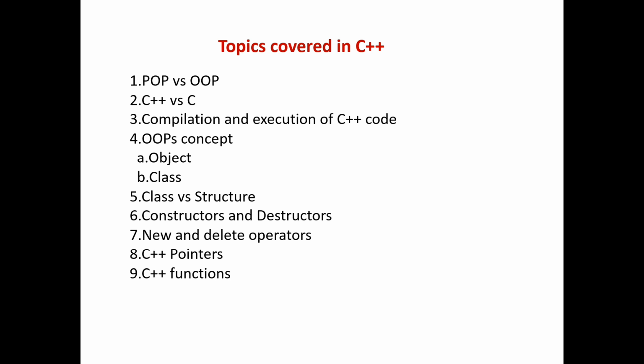The topics covered in C++ language are POP versus OOP. POP means procedure-oriented programming and OOP means object-oriented programming. C is a procedure-oriented programming language and C++ is an object-oriented programming language. Now we have learned about the difference between C++ and C language, the compilation process in C++ language, the concept of OOPs, class-based structure, constructors, new and delete operators, C++ pointers, C++ functions, etc.